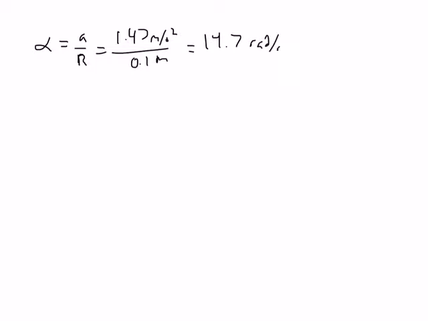B, we need the angular speed of the disk at 3 seconds. What we just wrote, there's a relationship between alpha, a, and r, right? And we're told the radius is 0.1 meters. So this is pretty easy. So now we know the angular acceleration.